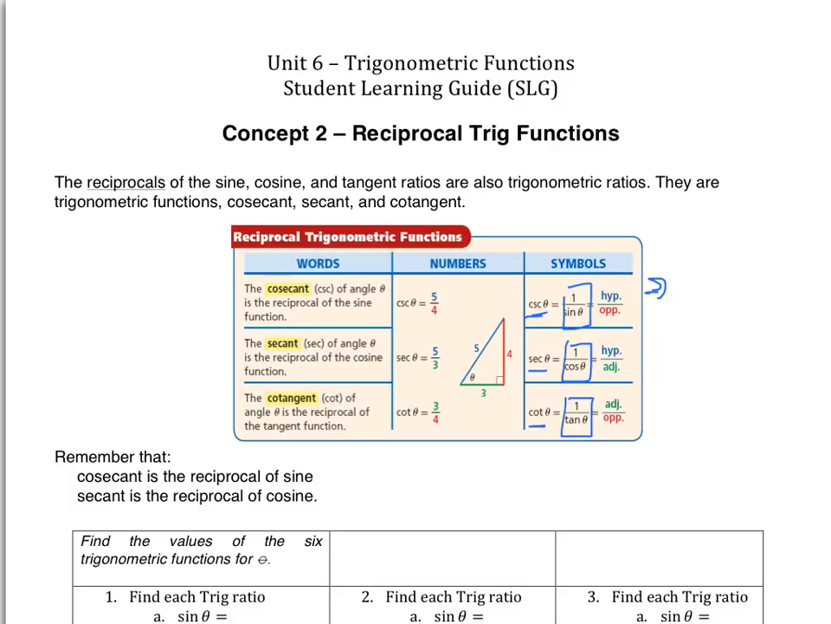And if we look at 1 over sine, that's basically flipping over the sine. So instead of sine being opposite over hypotenuse, we have cosecant being hypotenuse over opposite. And secant is hypotenuse over adjacent, and cotangent is adjacent over opposite. So we're basically going to flip over the fractions.